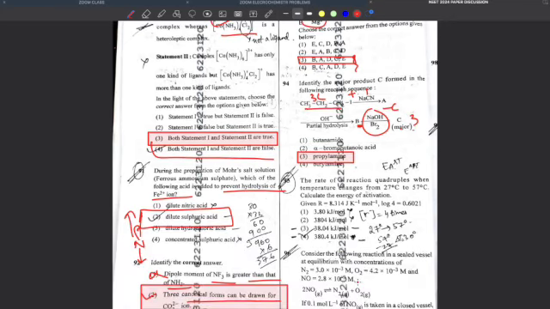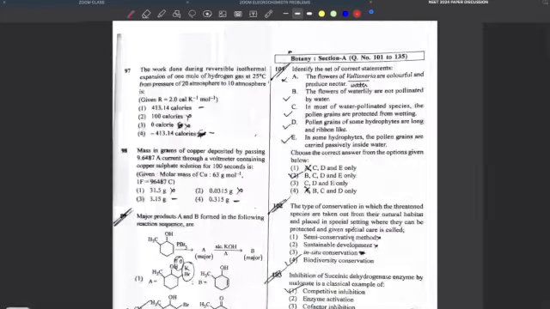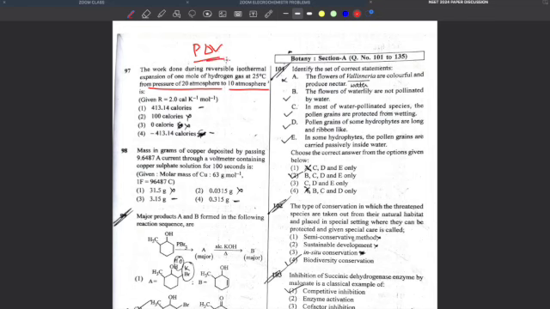Answer is propylamine. Next, the rate of reaction quadruples when the temperature changes from 27 degrees to 57 degrees. Calculate the activation energy. So you have to put in the mathematical equation and calculate. We'll do that. Consider the following reaction in a sealed vessel, equilibrium constant. We will also check these numerical based questions. Work done during the reversible expansion of 1 mole of hydrogen gas at 25 degrees Celsius from 20 atmospheres to 10 atmospheres is. Right, PV work has to be calculated. So we'll come back to this question.